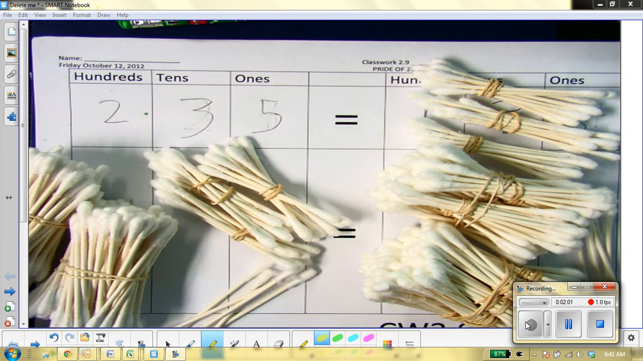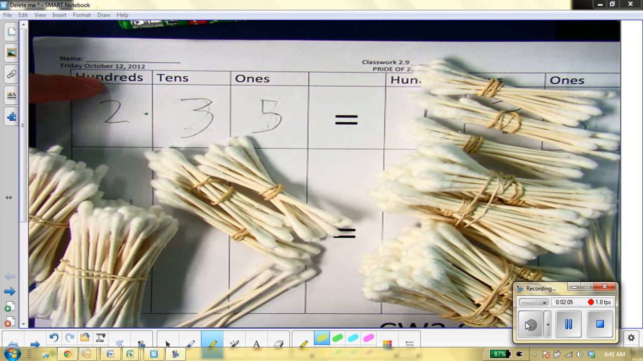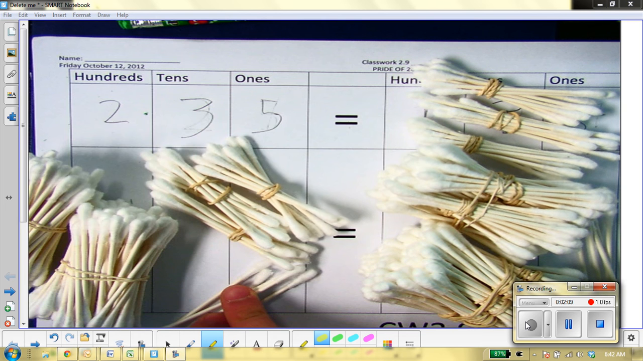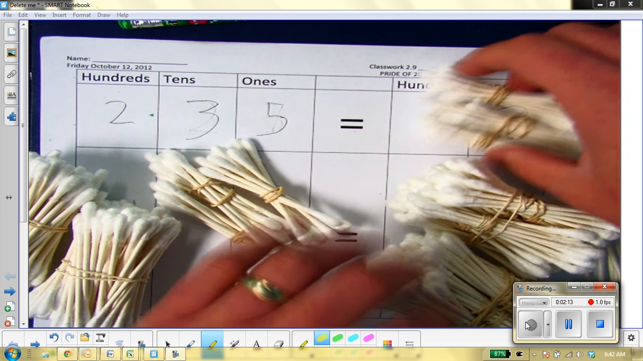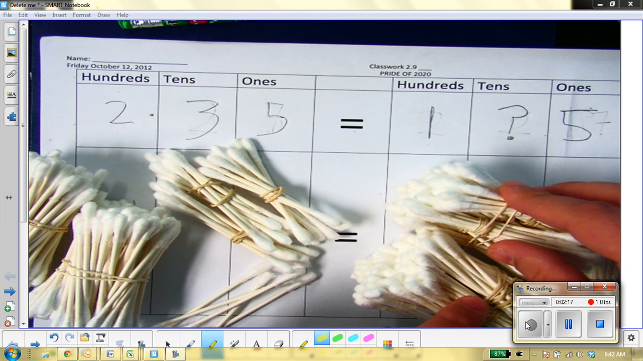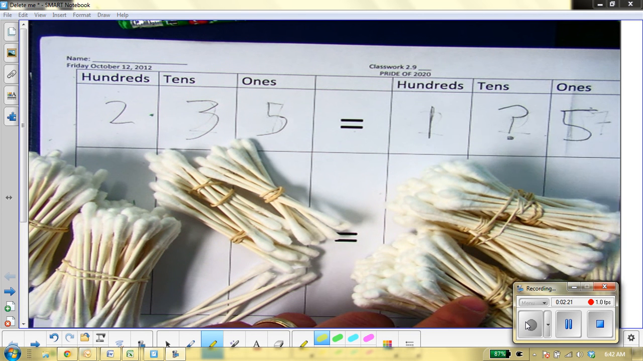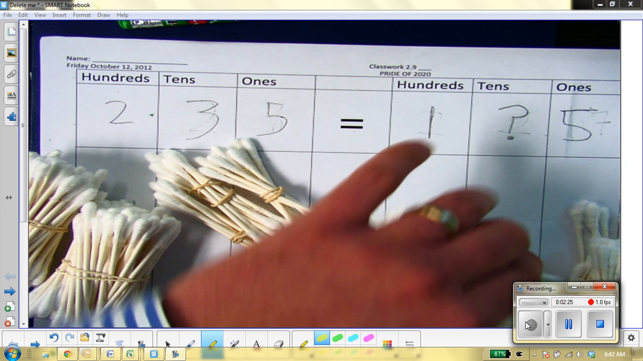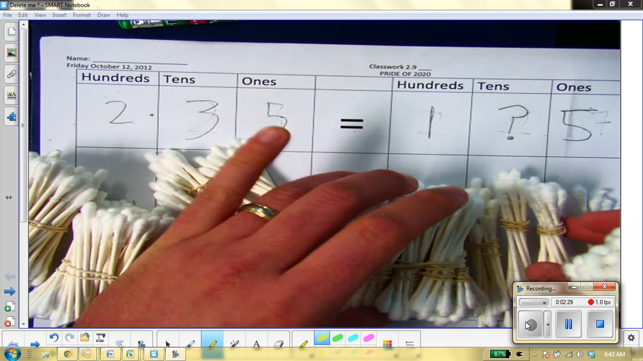Again, the left-hand side matches the numbers. 2 hundreds, 3 tens, 5 ones. The right-hand side doesn't match. The right-hand side says I need 100. I don't know how many tens and 5 ones. I can't just take off 100, because then both sides won't be balanced. So what I need to do is take apart 100.